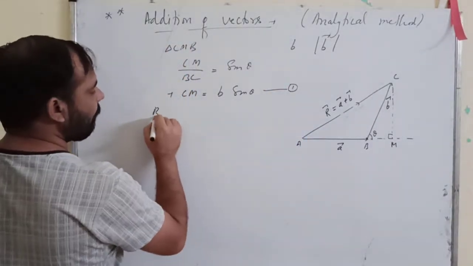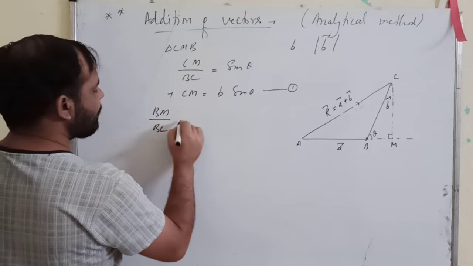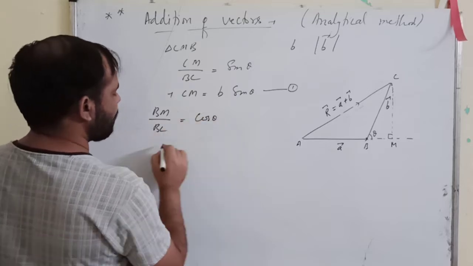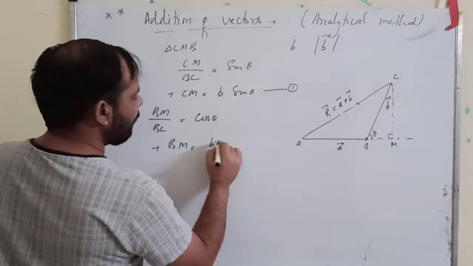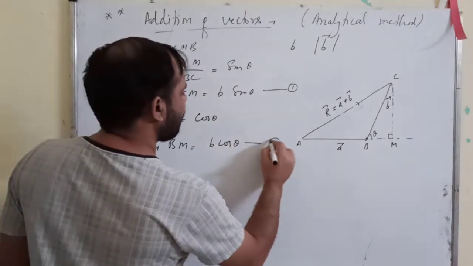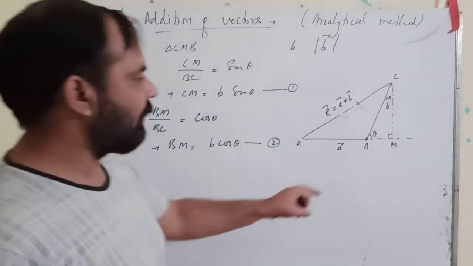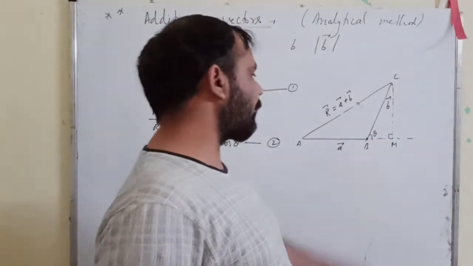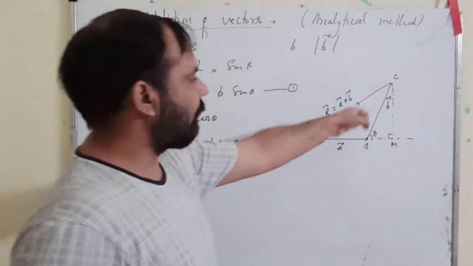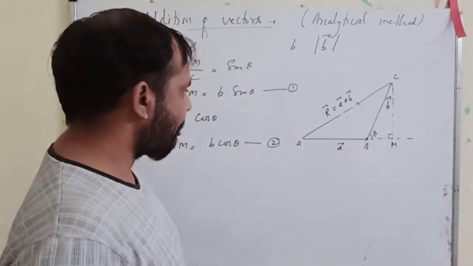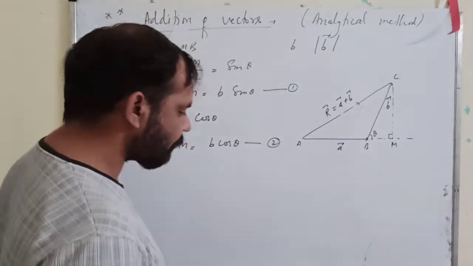Now similarly, BM upon BC is equal to cos theta. So how much is BM? It is B cos theta. Now you have CM and BM in terms of this angle and the magnitude of this vector.